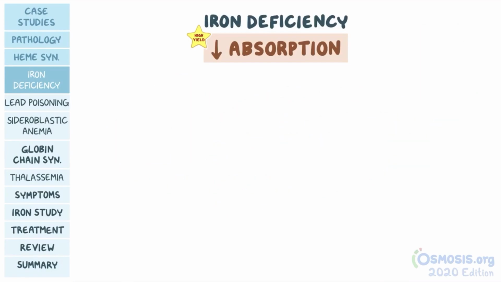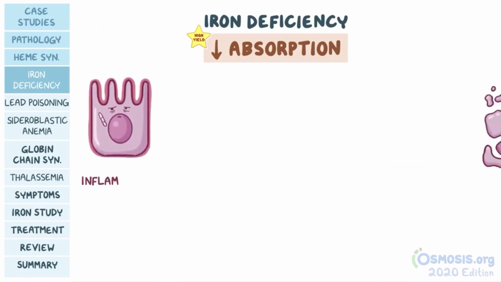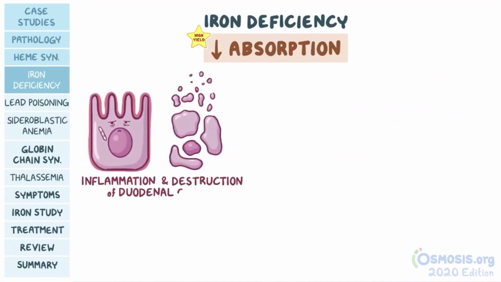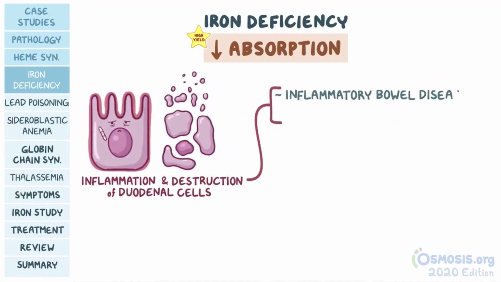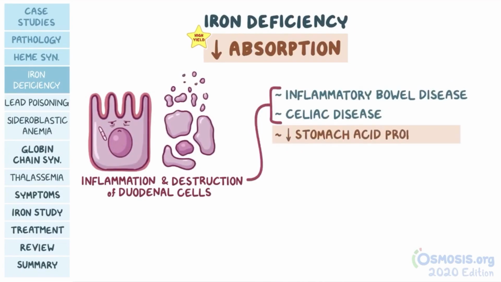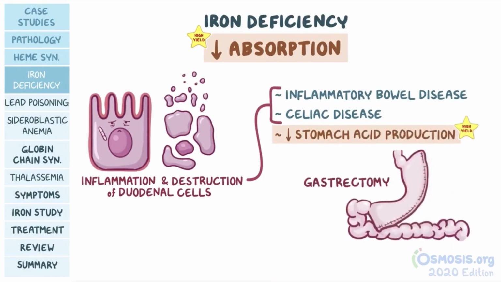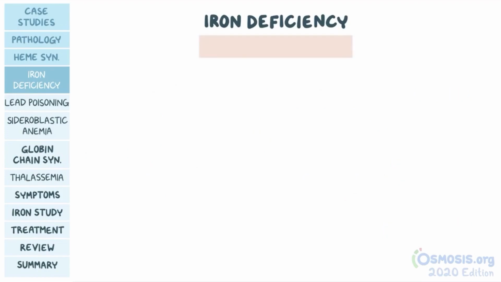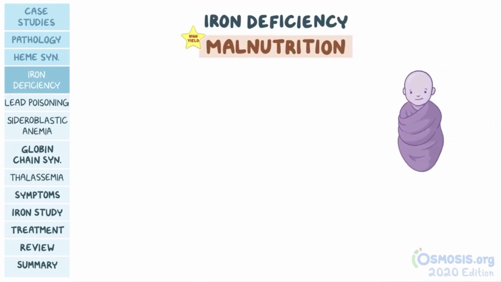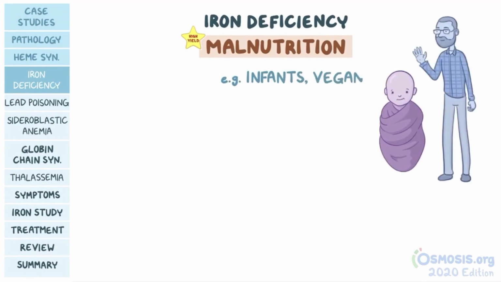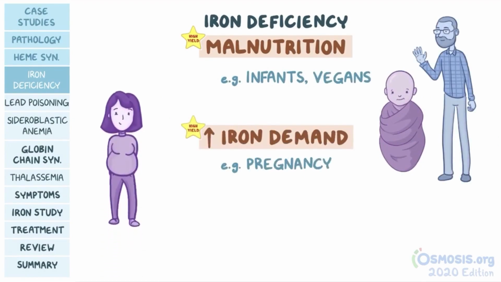Okay, so decreased iron absorption can occur with inflammation and destruction of duodenal cells, like an inflammatory bowel disease or celiac disease, or with decreased stomach acid production, like after a gastrectomy, where a part of the stomach is removed. Next, malnutrition, which sometimes happens with infants and vegans, and increased iron demand, like during pregnancy, can also cause iron deficiency anemia.